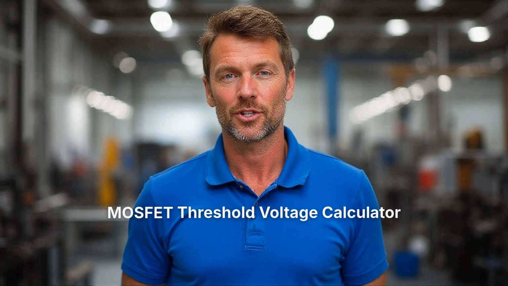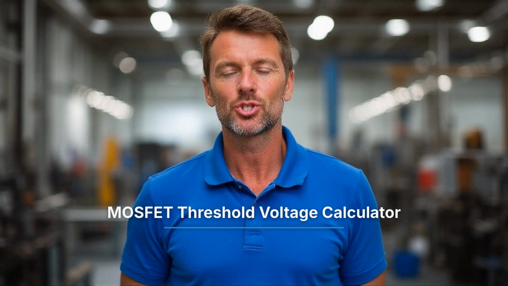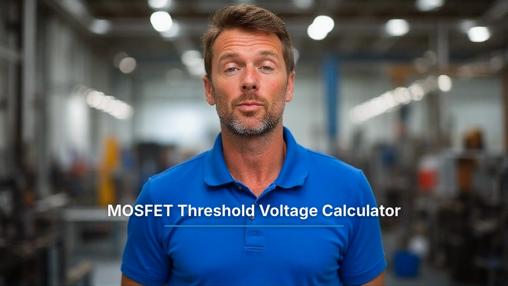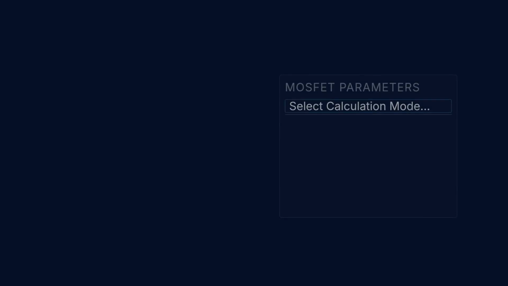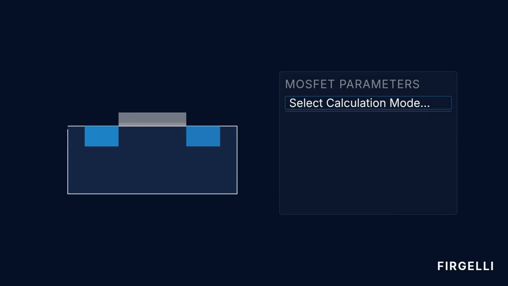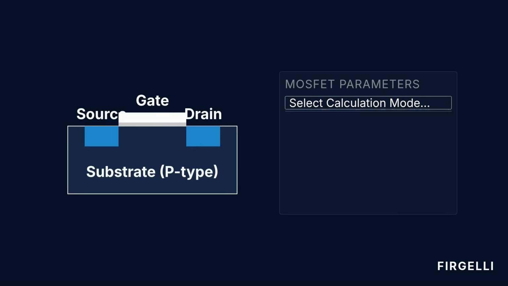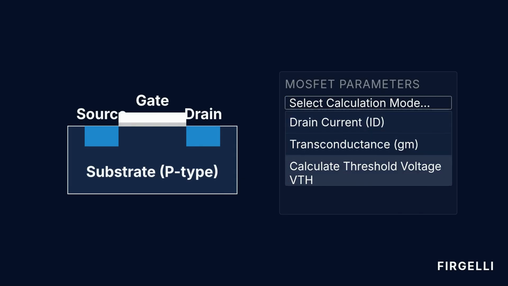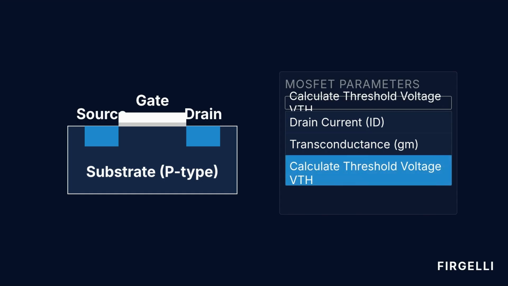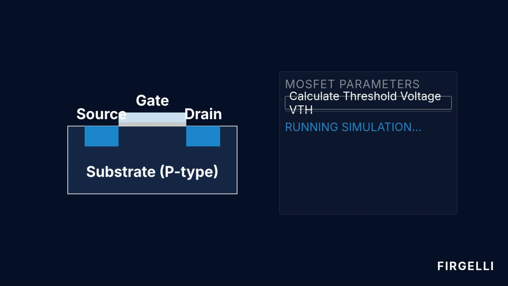This is the MOSFET Threshold Voltage Interactive Calculator, which determines key electrical parameters for MOSFET device design. Let's look at the input fields. First, there's a calculation mode dropdown where you can choose to calculate threshold voltage, VTH, oxide capacitance, COX, oxide thickness, TOX, depletion charge, QDEP, flat band voltage, VFB, or substrate doping, NA. I'll select Calculate Threshold Voltage, VTH for this demonstration.